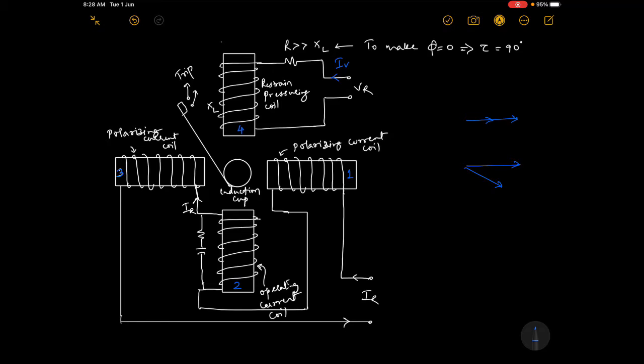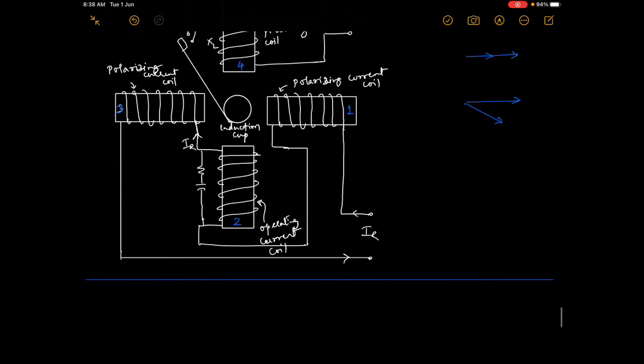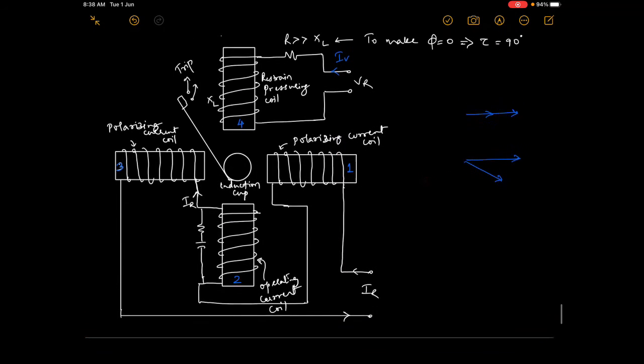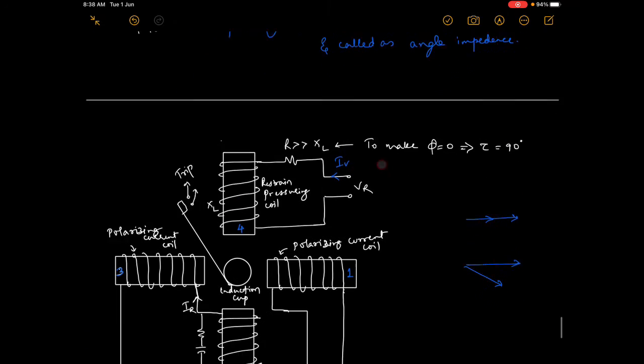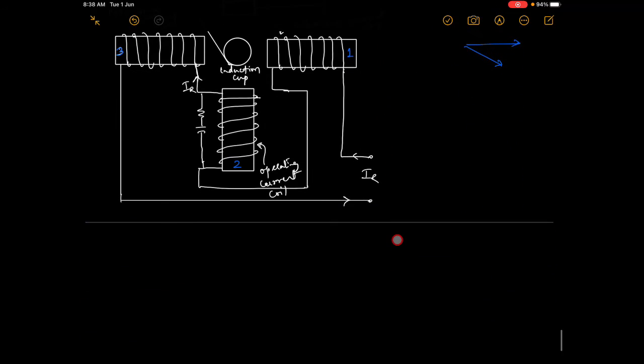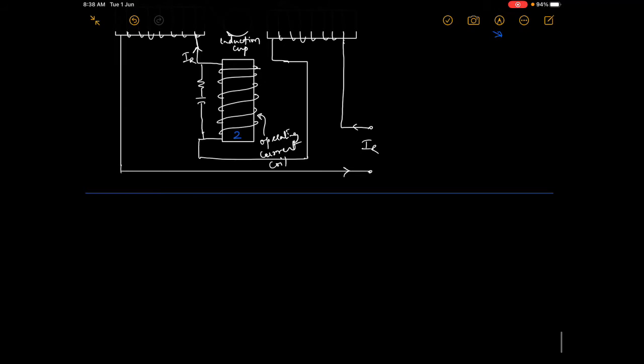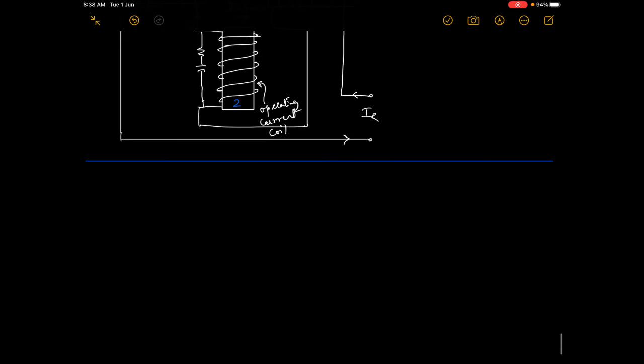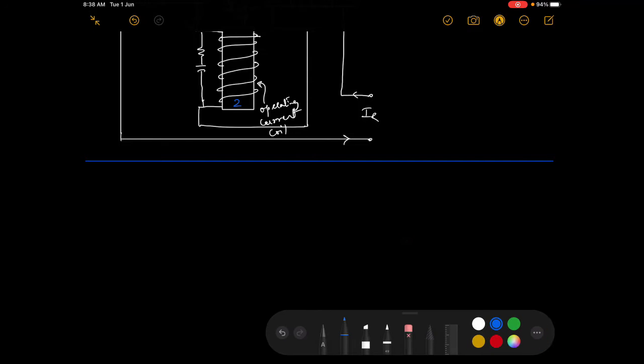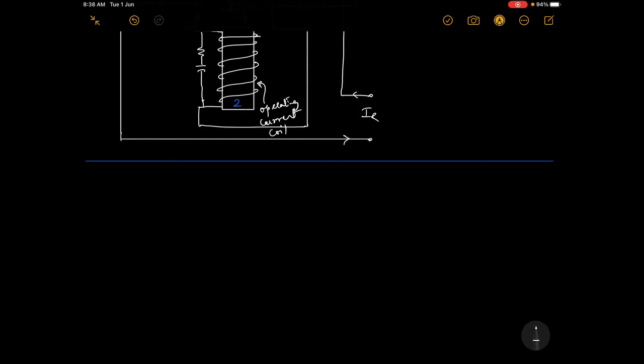Now we will see further its applications, advantages and differences. So now let us see the performance of this relay under different operating conditions. First we will see the performance of this relay under normal operating conditions.